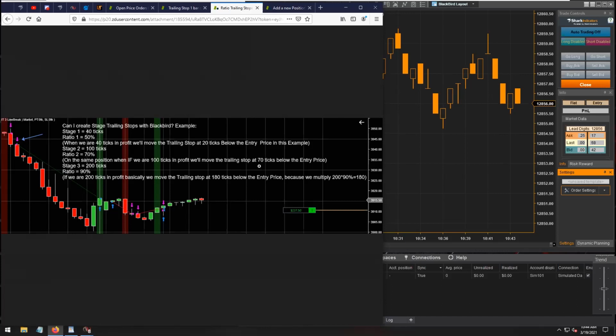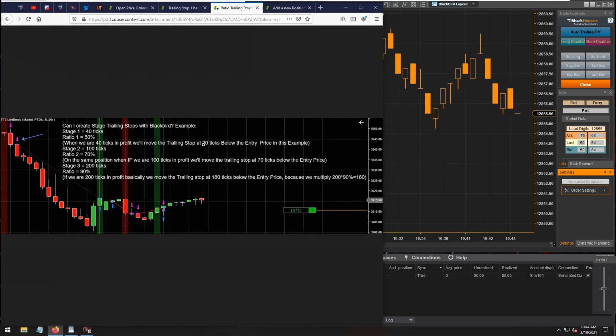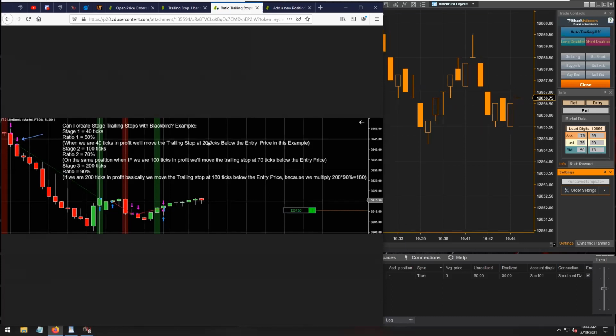Oh, yeah, right. So here's something that's a little unique about this. The stop loss offset here, this 20 tick offset, is from the entry price. So it's not actually trailing the market. It's just moving the stop loss relative to the entry price. So this first stage is going to be 20 ticks away from the entry price. Stage 2, it's going to be 70 ticks away from the entry price. And then stage 3 here, at 200 ticks, then it's going to be 180 ticks.